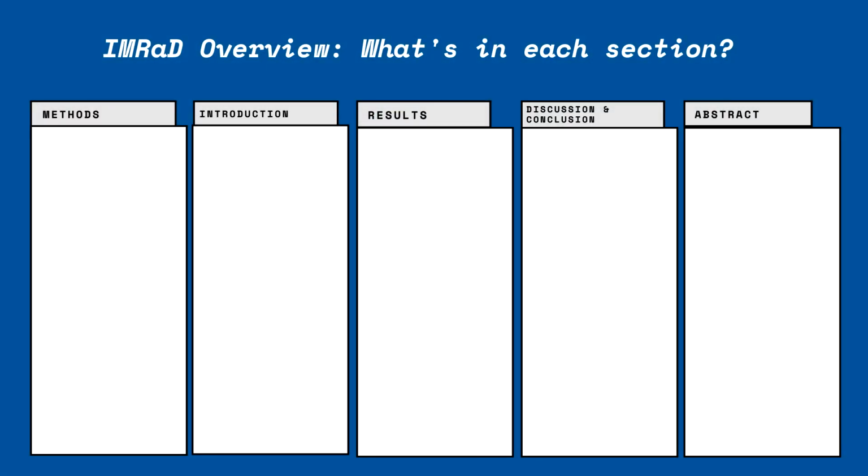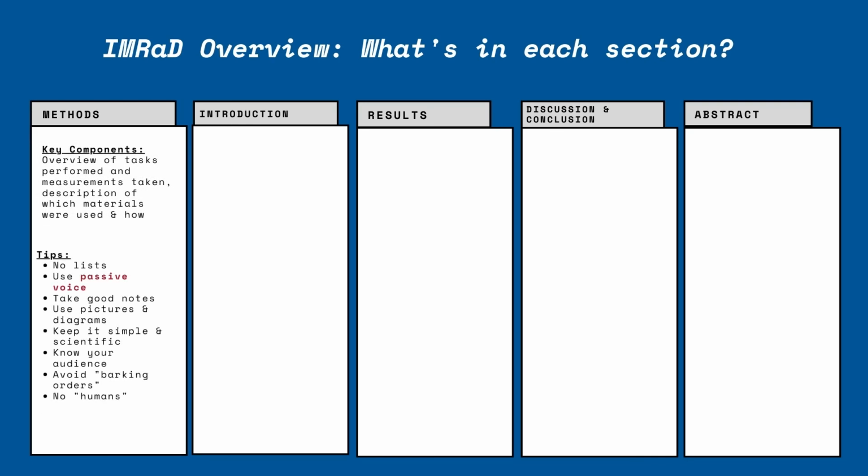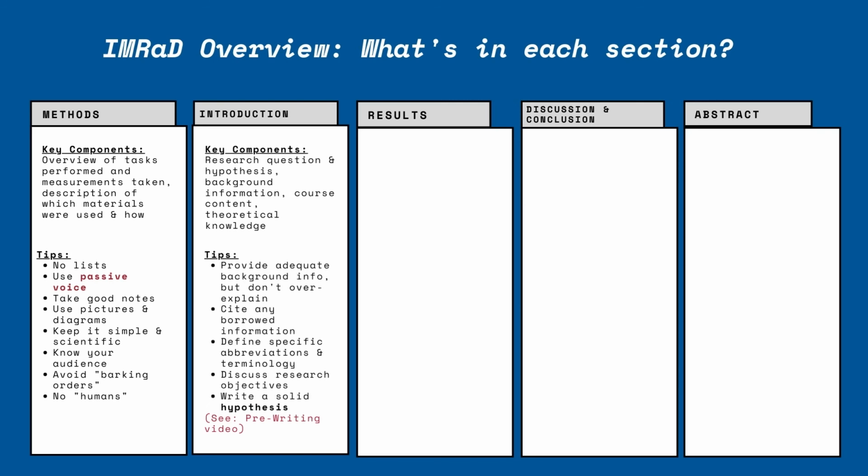The Materials and Methods section should always be written first, as it provides an overview of what you did during the experiment and includes information about how the data was collected. It is likely the easiest section to write. The introduction can be written next and should present the hypothesis as well as any information that the reader needs to know in order to understand the experiment.